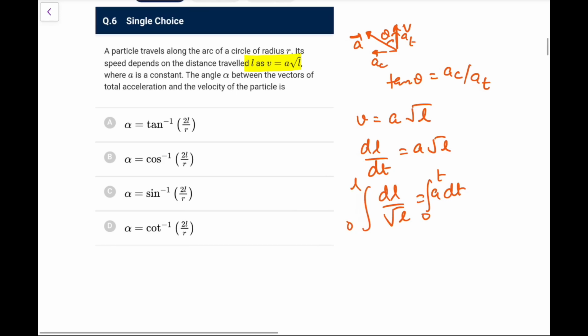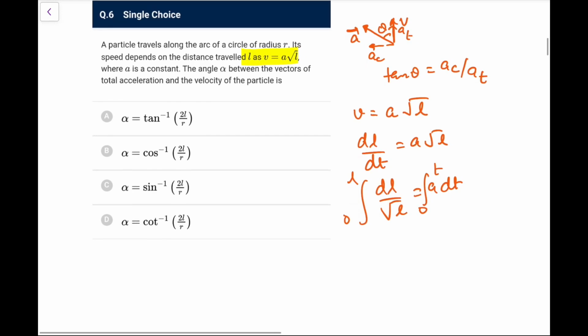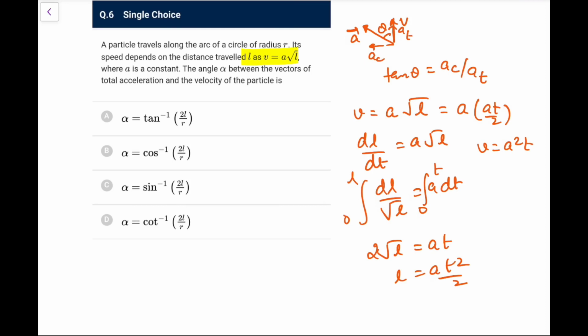Integrate, it would be 2 root L. It would be then 2 root L. So it would be 2 root L equal to AT. So L is equal to AT square by 2. So what we get, v is a times root L becomes AT by 2. So v becomes a square t by 2.